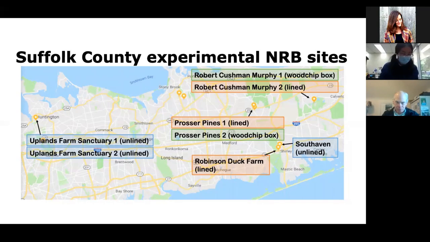Following the success of the systems installed at Mastic, the center continued to install nitrogen removing biofilters at various sites around Suffolk County. So these are mostly at locations owned by the Suffolk County Department of Parks, along with 2 online systems installed at the Nature Conservancy location at Uplands Farm Sanctuary. And all of these have been online anywhere from just a couple of months to 2 years.